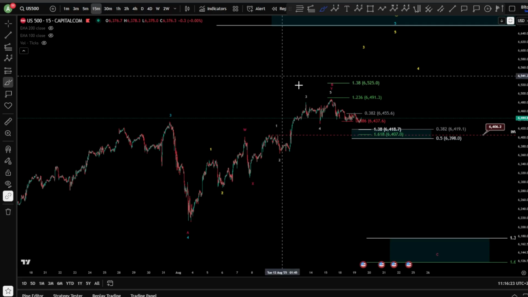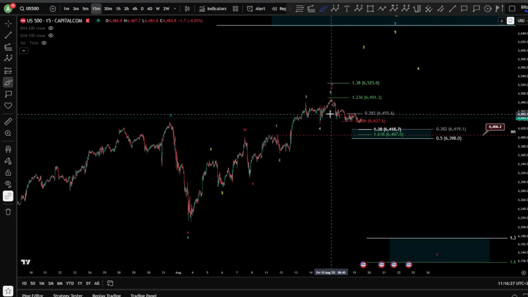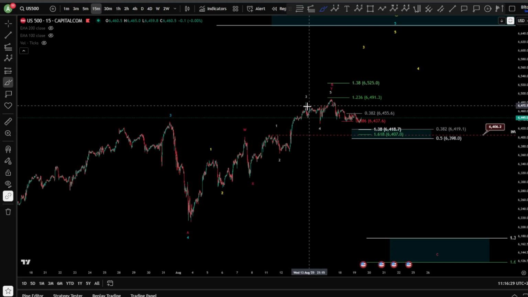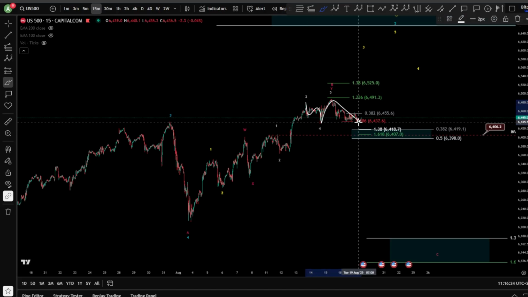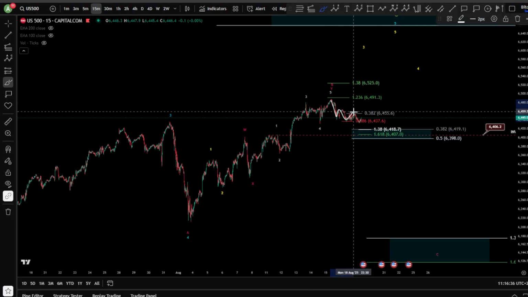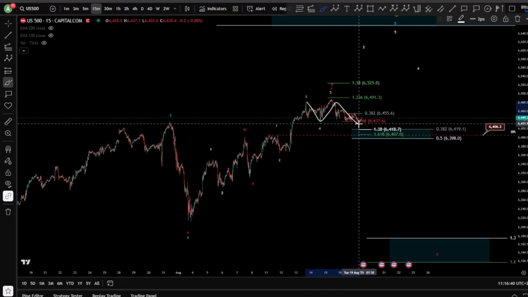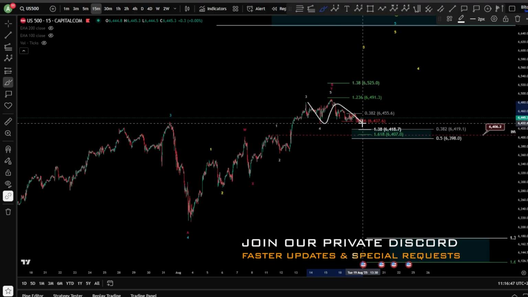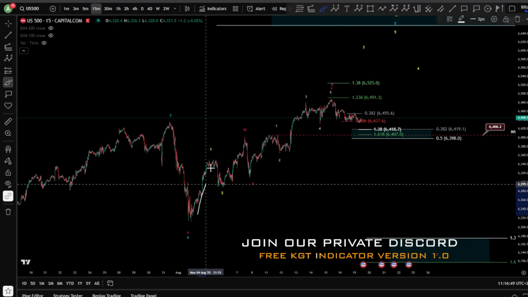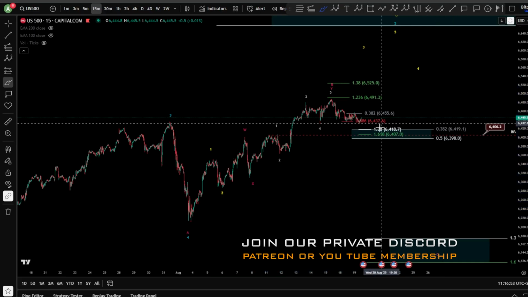Now, how can we know that this is corrective and not something impulsive? Well, if you want to count this as an A, B, and a C, this is kind of a running flat right now and can be considered kind of like an ending diagonal for an A, B, C. This is your bullish scenario in case you move higher. However, in this case, you have to consider it as a wave 4. So you have 1, 2, 1, 2, wave 3, wave 4, and a 5, 4, and a 5.